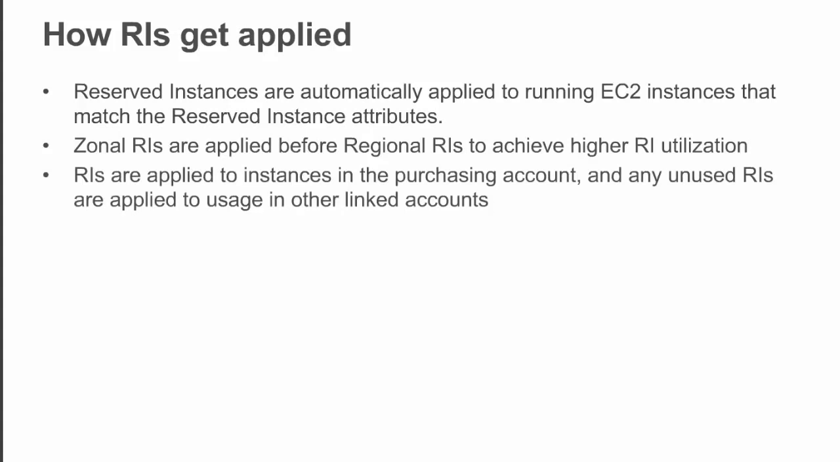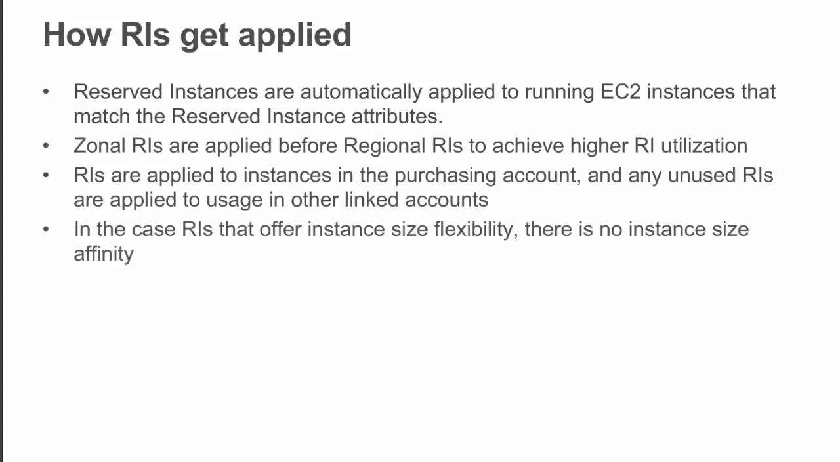RIs provide a discount across all accounts in your organization. However, instance usage in the account that purchased the RI receives the benefit first. And if there are any unused RIs, then they provide a discount to usage in other linked accounts. In the case of RIs that offer instance size flexibility, there is no instance size affinity. Or said differently, there is no preference given to any particular instance size. Therefore, the RI will apply to the first qualifying instance that is detected by the AWS billing system.